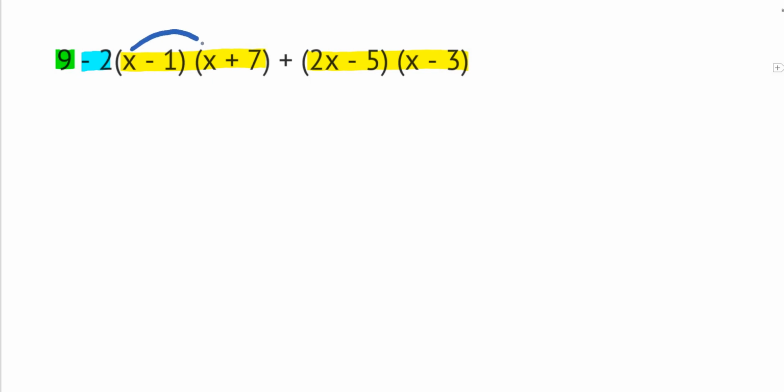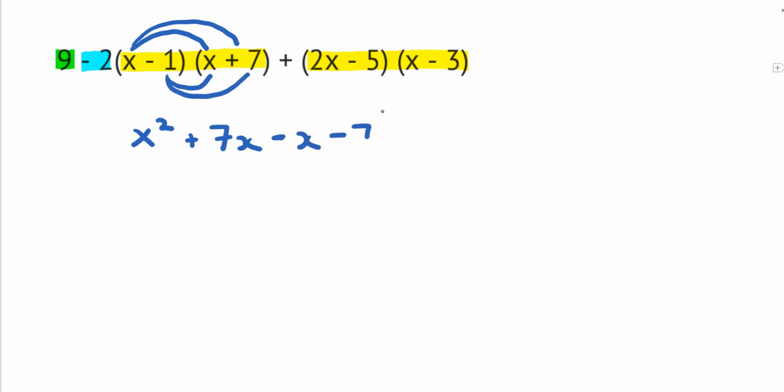Okay, so x times x here will be x squared. And then x times positive 7 will be positive 7x. Negative 1 times x will be negative x. And then negative 1 times 7 will be negative 7. And then it might be a good idea just to put that in a bracket there. And then we still have the negative 2 and the 9 hanging around. Okay, and after that, there's a plus sign here, so we'll include the plus. And then let's go ahead and just distribute these brackets now.